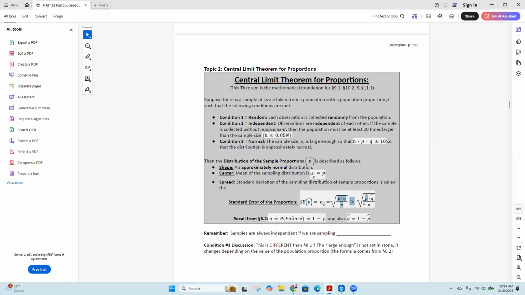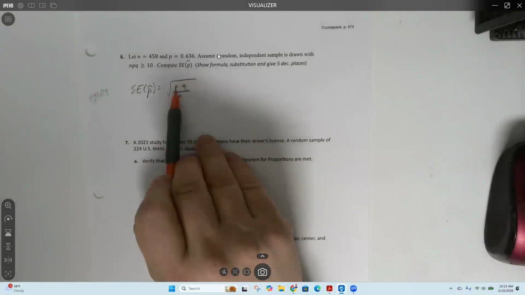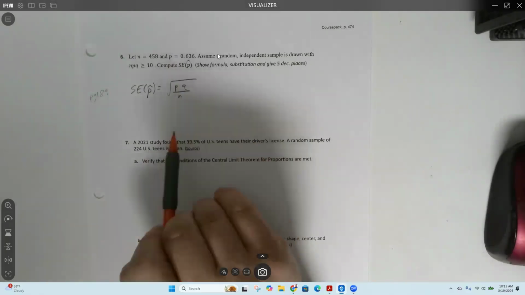Now, there's two different ones here. One is PQ over N, and one is P hat Q hat over N. How do I know which one to use? It doesn't matter, okay? If you have P, you can calculate Q, right? If you have P, use this one. If you don't have P, if you have P hat, use this one. You're never going to have both P and P hat. If you do, then there was no point in doing the sample, okay? The whole point of a sample is you can't calculate P. So in our case, we have P, so we'll use this one, okay? So I'm not going to include the hat here, but you can if you want, okay?